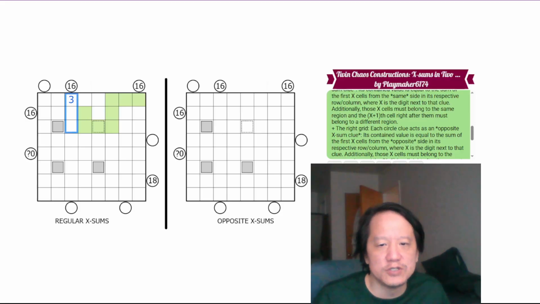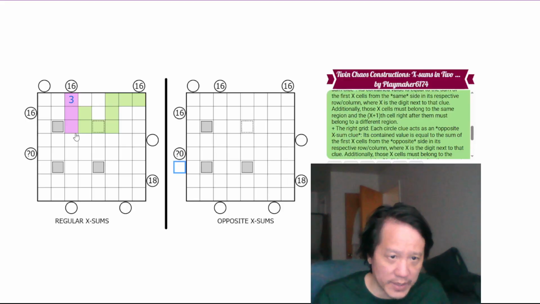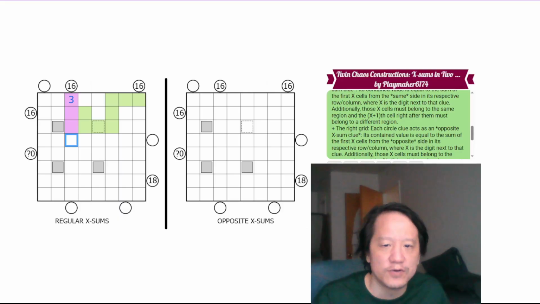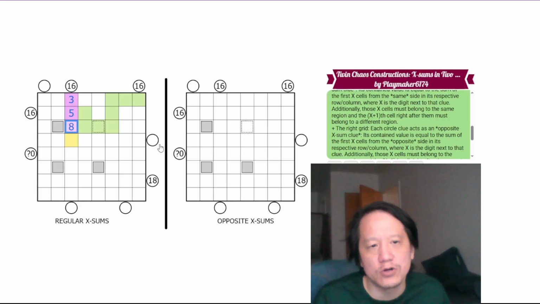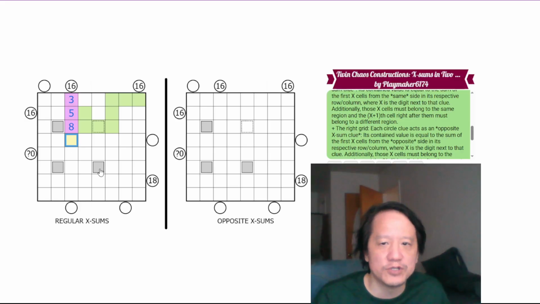So these 3 digits would be in the same region. And then the next cell after those 3 digits would have to be in a different region. So you could have something like, say, 3, 5, and 8, and that would work for this xsum on the left grid, and this would have to be in a different region.